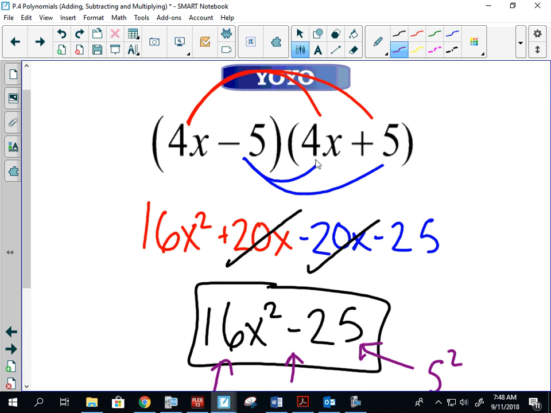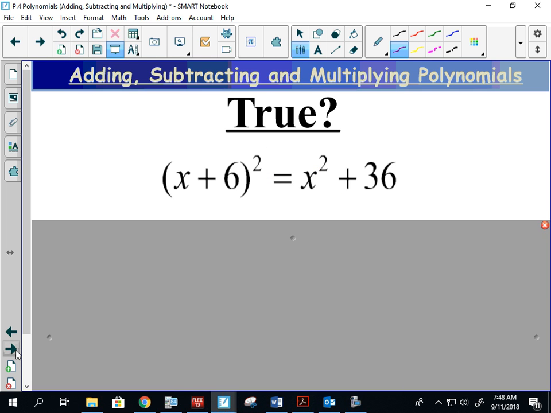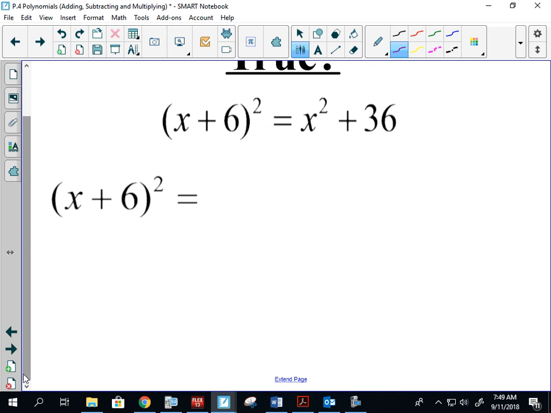So there you go. Last thing I want to point out to you is this. A lot of people try the following. Is x plus 6 squared the same as x squared plus 36? A lot of people try to like distribute this power here. Well, it turns out we can check it. It's not going to be true, and this is why. To square means to multiply something by itself. x plus 6 squared means x plus 6 times x plus 6.